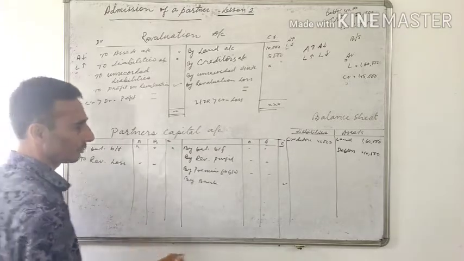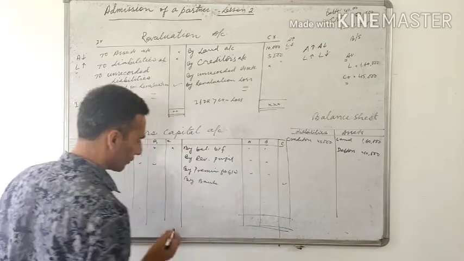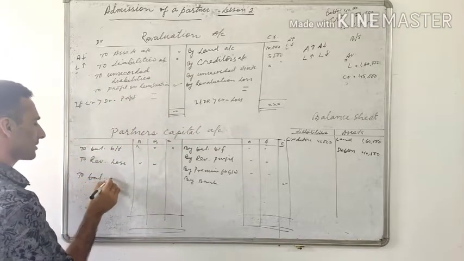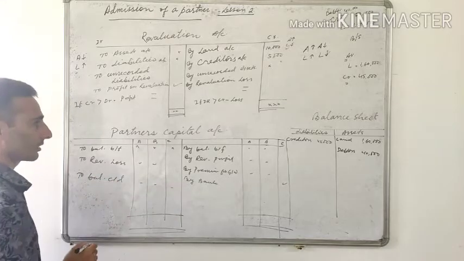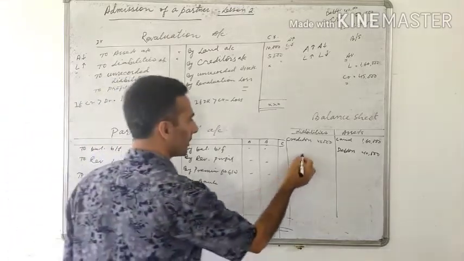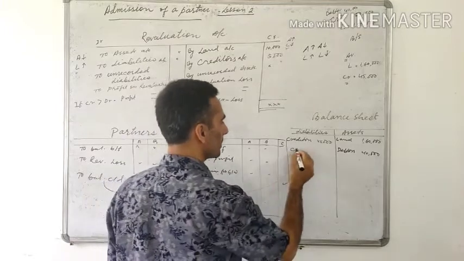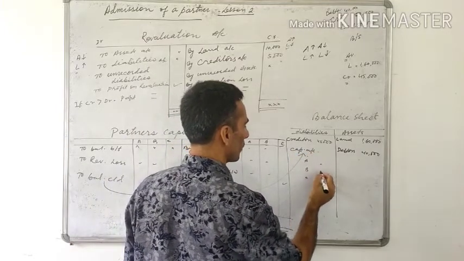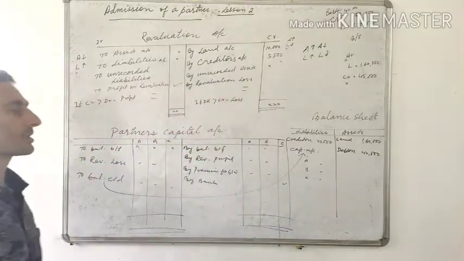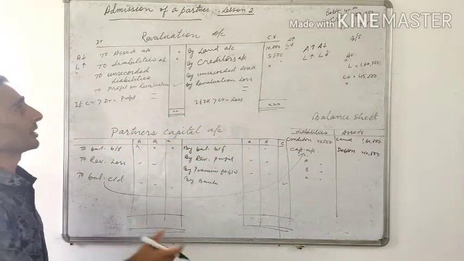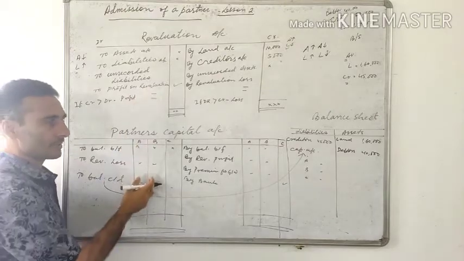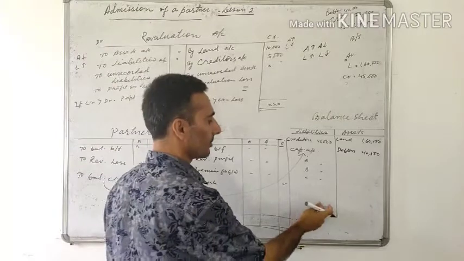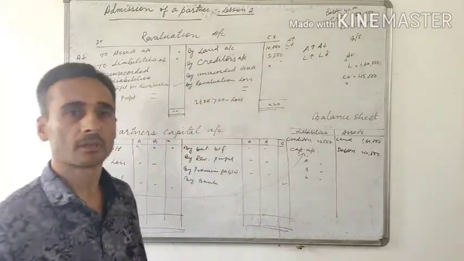After that we'll find the total and the balancing figure. Here we have balance carried down, the balancing figure. This balancing figure will come in the balance sheet as capital account of the partners A, B, C. So this is how we prepare the revaluation account, partners capital account, and the balance sheet. At the end, the total of the balance sheet should be the same.